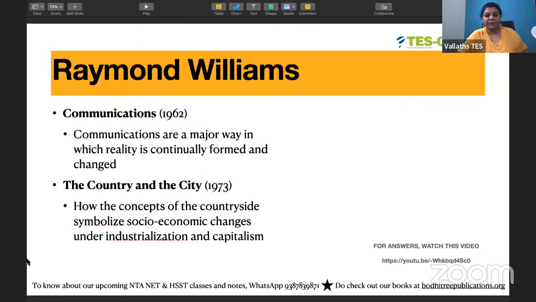Then Raymond Williams wrote Communications. He believed that communications is a major way in which reality is continually formed and changed. Then he talked about The Country and the City. In that book, he talks about how concepts of the countryside symbolize socio-economic changes under industrialization and capitalism, reflected in the countryside and the city.